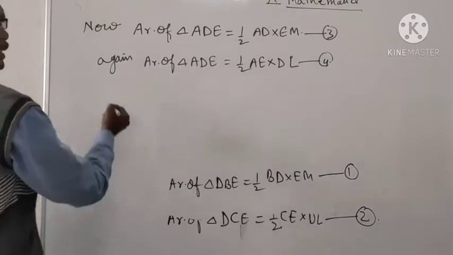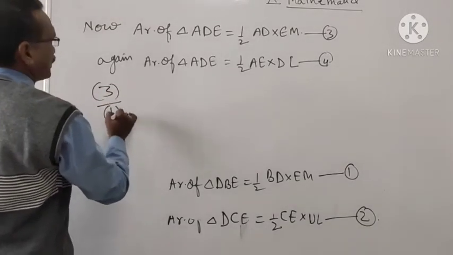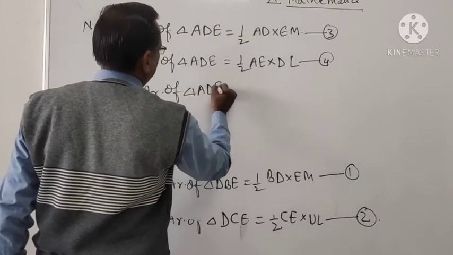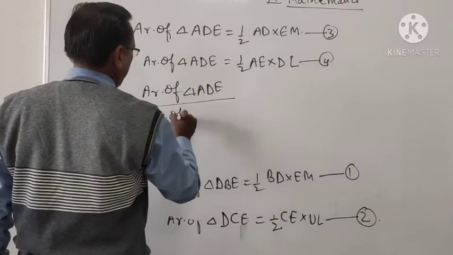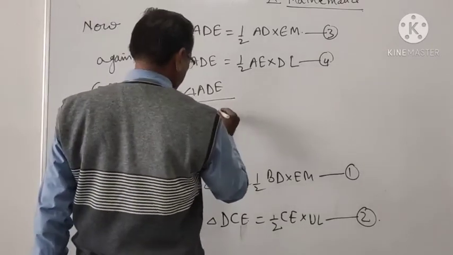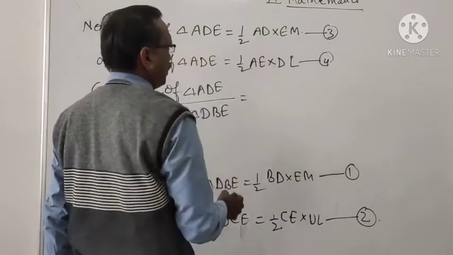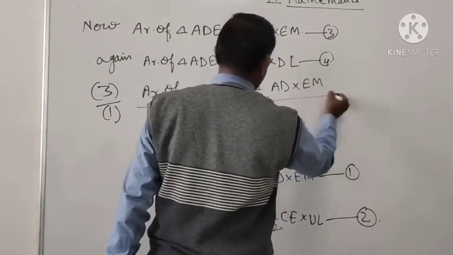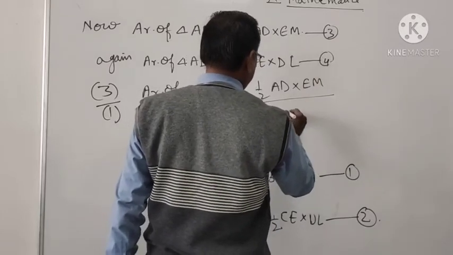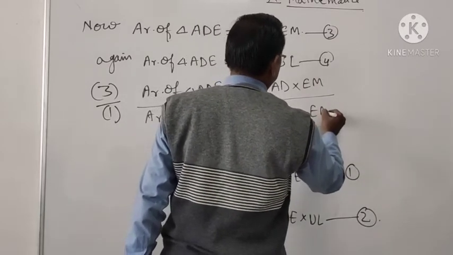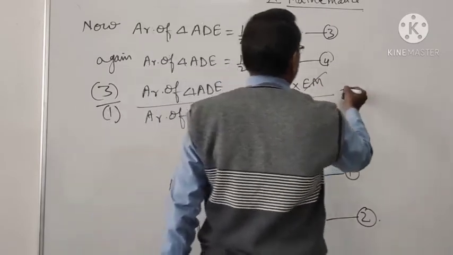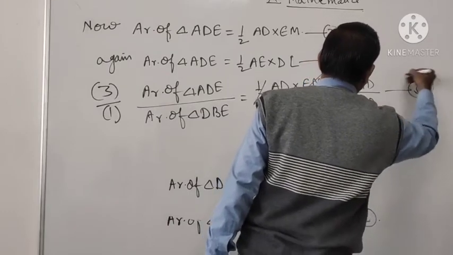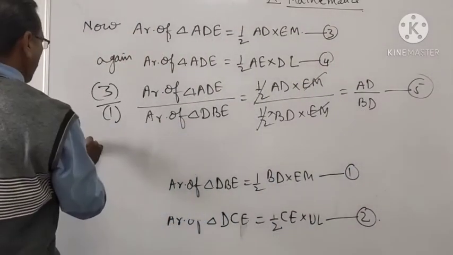Student, now divide 3 by 1. So we get area of triangle ADE upon area of triangle DBE equals half of AD into EM upon half of BD into EM. Here EM cancels, half cancels. So it is AD upon BD. Let it be equation 5.